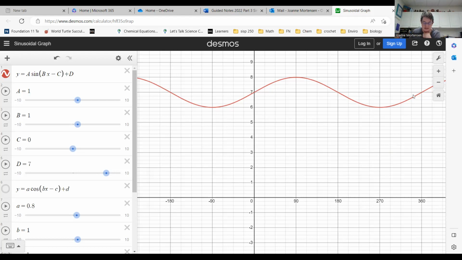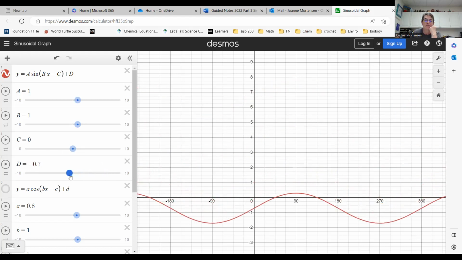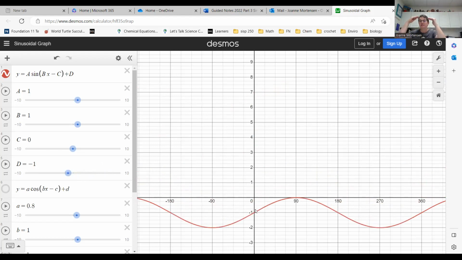All right, next question. What happens if D is negative? Make it negative. That's why Desmos is cool. Let's try it. Not surprising. That just means the midline is below the x-axis. So unlike sometimes in math, it's exactly what you expect to happen. It ends up negative. Midline is below.